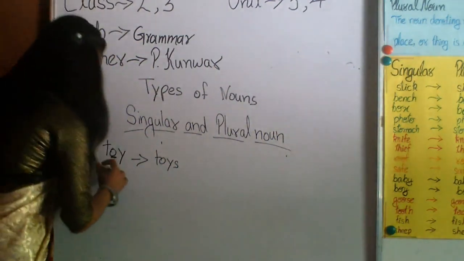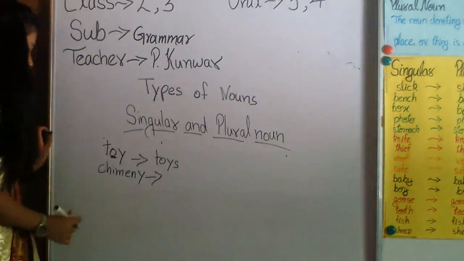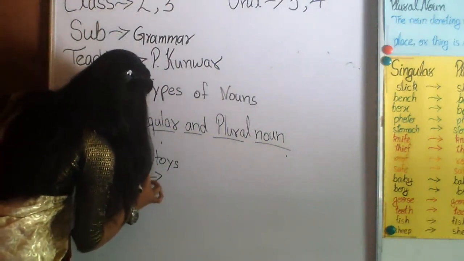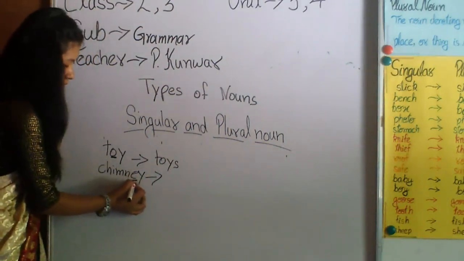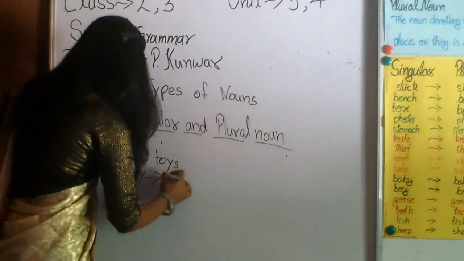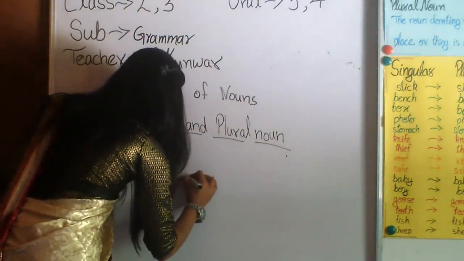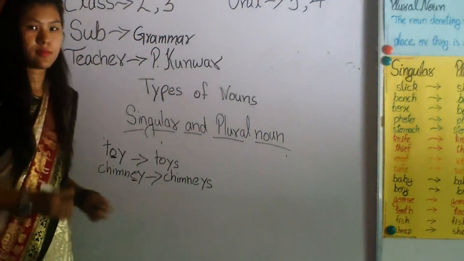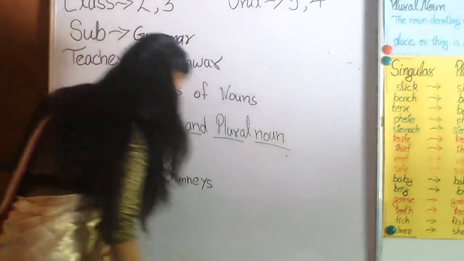Let's write the next example: chimney. In this singular noun, before y there is e. What is e? E is a vowel. So we just add s to the end of y. C-H-I-M-N-E-Y-S, chimneys. Understood?